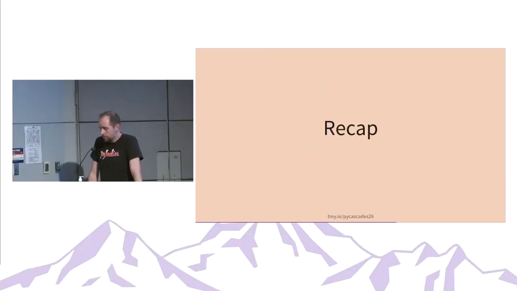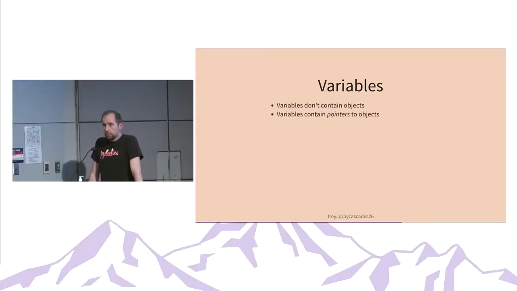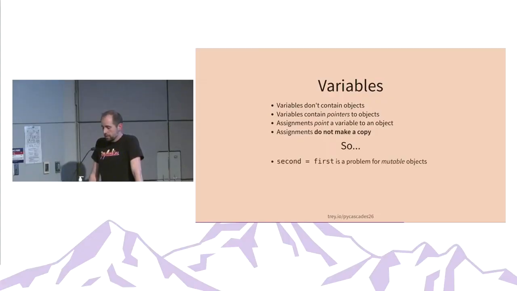So a quick recap of what we've learned. Variables in Python do not contain objects. They contain pointers to objects. And assignments point a variable to an object. An assignment does not copy an object, which means pointing two variables to the same object is a problem if that object is mutable. But for numbers, strings, and other immutable objects, pointing two variables to the same value is fine, because you can't change the value anyway.